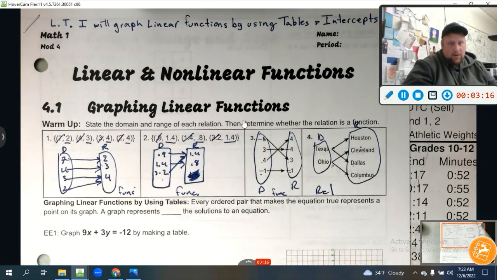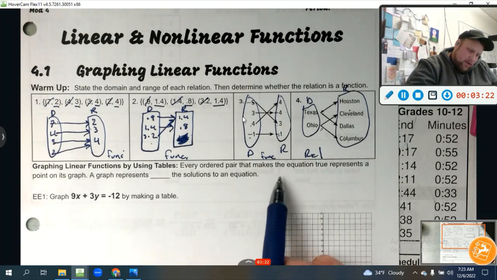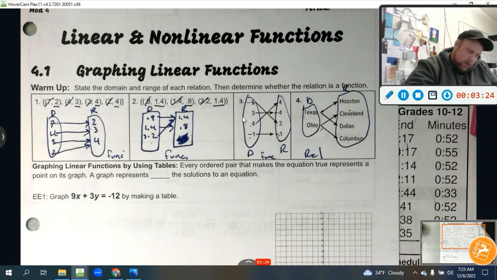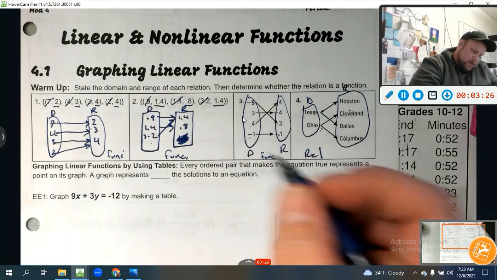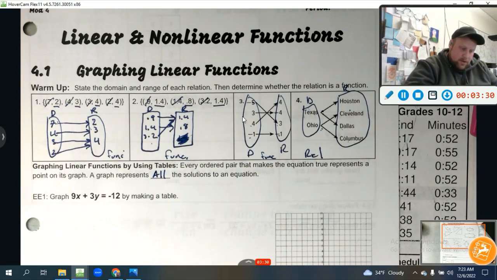Okay, we're going to move on today. What I want to tell you, this is graphing linear functions by using tables. Every ordered pair that makes the equation true represents a point on its graph. A graph represents all the solutions to an equation. Okay?